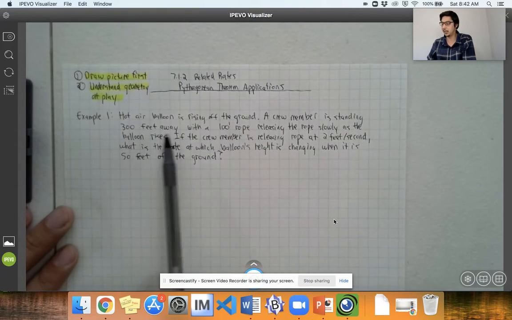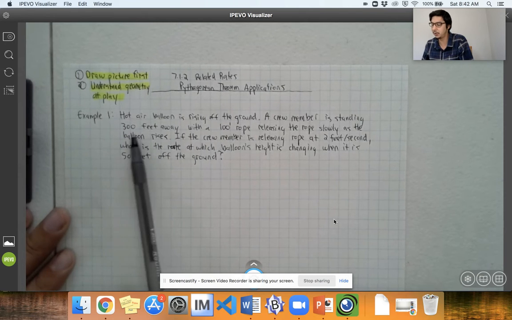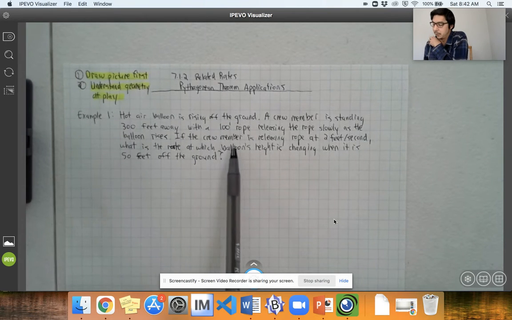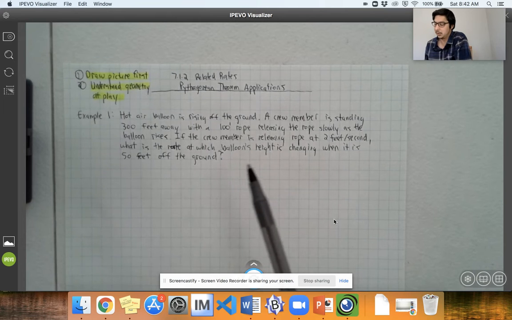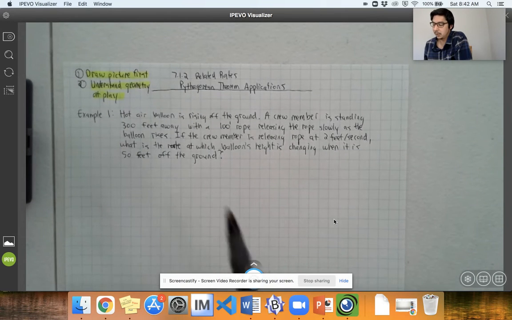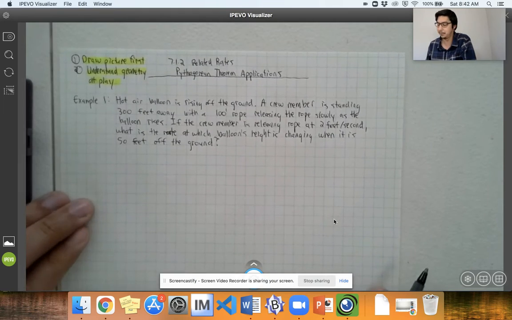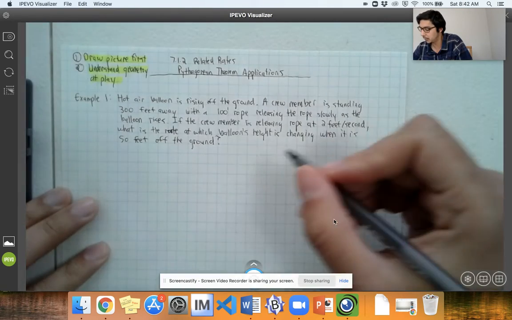A hot air balloon is rising off the ground. A crew member is standing 300 feet away with a 100-foot rope, releasing the rope slowly as the balloon rises. If the crew member is releasing rope at 2 feet per second, what is the rate at which the balloon's height is changing when it's 50 feet off the ground? Okay, so let's draw a picture of this first.